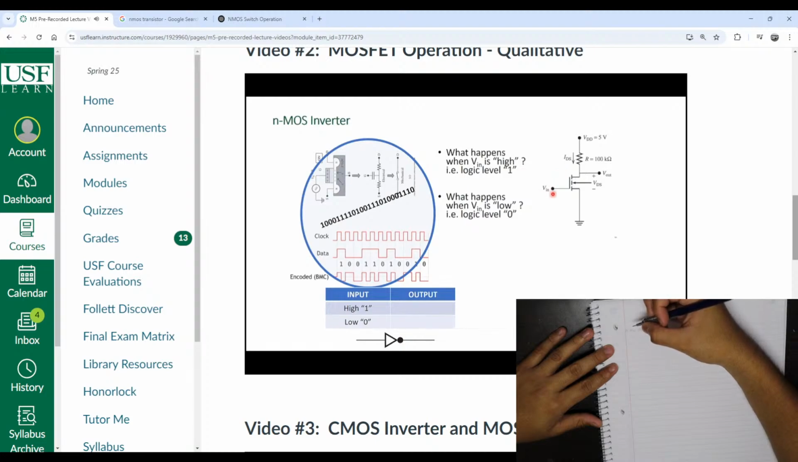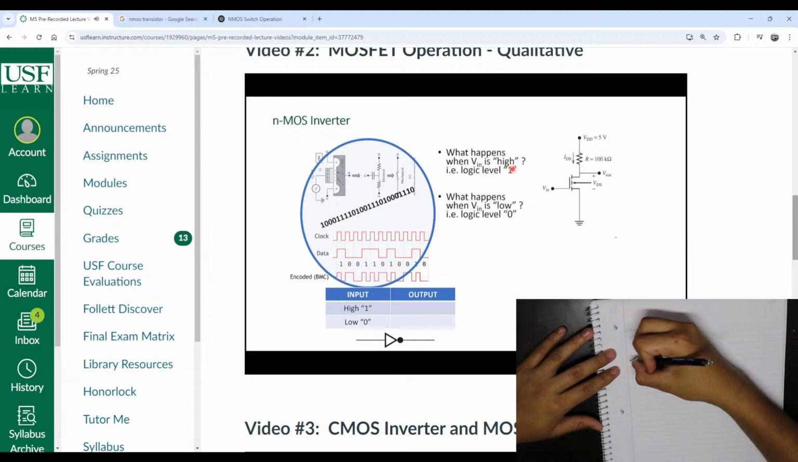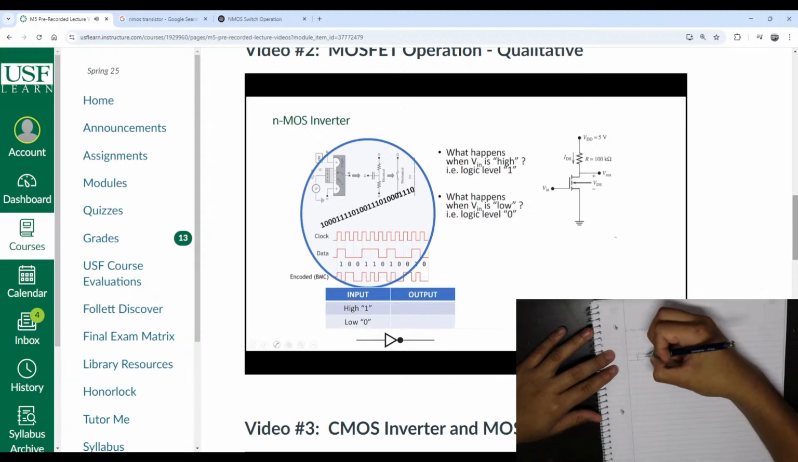And we're going to try to see what happens when this input here is high, 1 in digital talk, or low, 0. So what happens if this is 1 or 0? We're going to assume our 1 is positive voltage, our 0 is negative voltage. Remember, when we put a positive voltage on the gate, we're going to put positive charge.